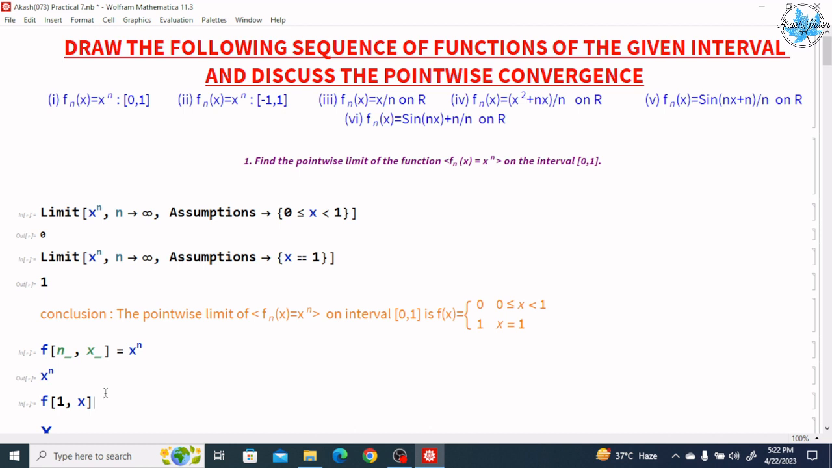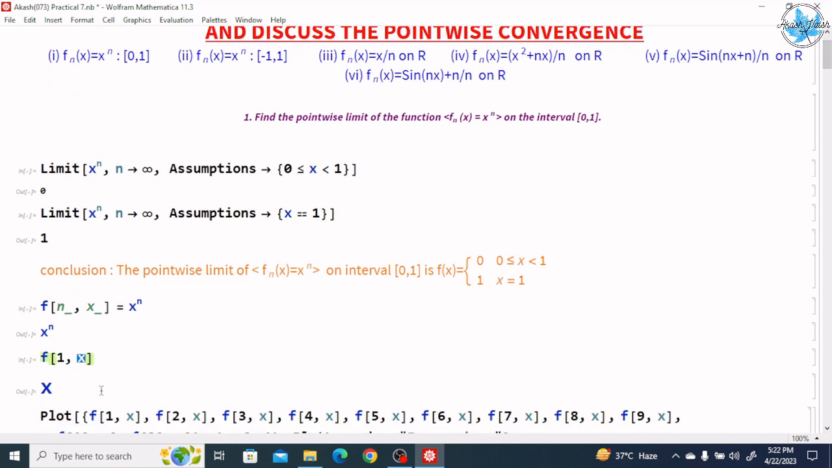Then if you want to find a different function, put the values of x and n simultaneously and you will get the result. Suppose I have taken the value of n as 1, then x, then what will you get? You will get the result x. Similarly, if you want to find x square, then put the value of n to be 2 and keep the x as it is. Or if you want to change the value of x, then put the values of x between 0 and 1.